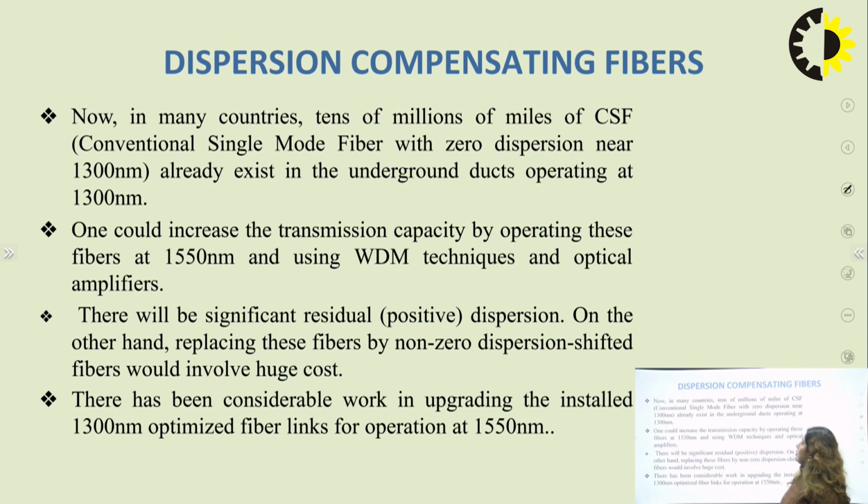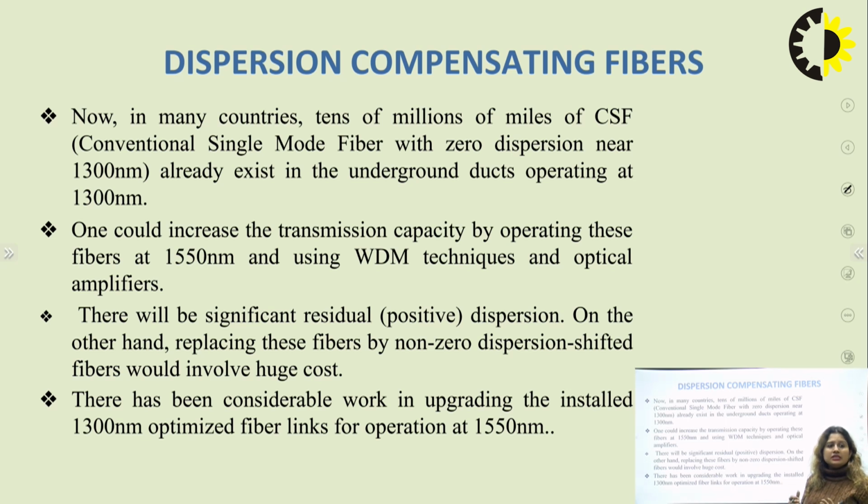So what is a dispersion compensating fiber? Now in many countries, tens of millions of miles of conventional single mode fibers with zero dispersion near 1300 nanometer already exist in underground ducts, operating at 1300 nanometer. One could increase the transmission capacity by operating these fibers at 1550 nanometer and using WDM techniques and optical amplifiers like EDFA, erbium doped fiber amplifiers. So there will be significant residual positive dispersion. On the other hand, replacing these fibers by non-zero dispersion shifted fibers would involve huge cost.